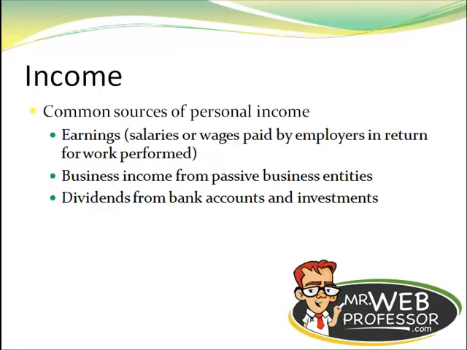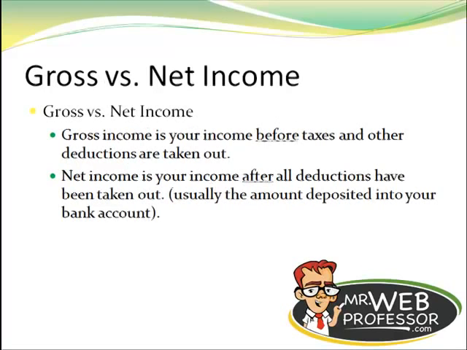Some common sources of personal income are earnings such as salaries and wages paid by employers in return for work performed. Business income from passive business entities such as a DBA, LLC, S Corp. Pretty much every business entity other than a C Corp. Dividends from bank accounts and investments. These are all common sources of personal income.